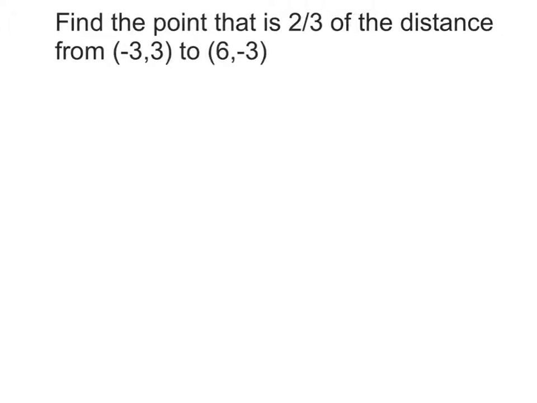This is what our word problem might look like if we saw it as a verbal form instead of on the graph. Find the point that is 2/3 of the distance from -3, 3, remember that's John's house, to 6, -3, that's Mariella's house. Our formula basically says x1 plus 2/3 of the difference between x2 and x1, and then y1 plus 2/3 of the difference between y2 and y1.